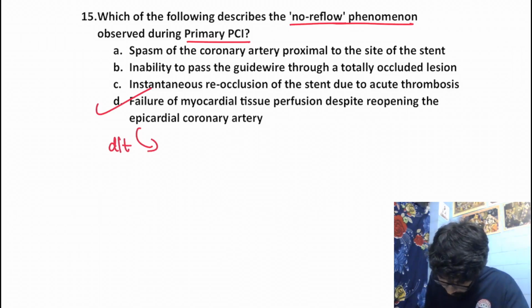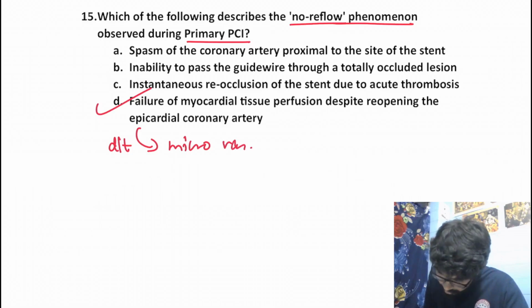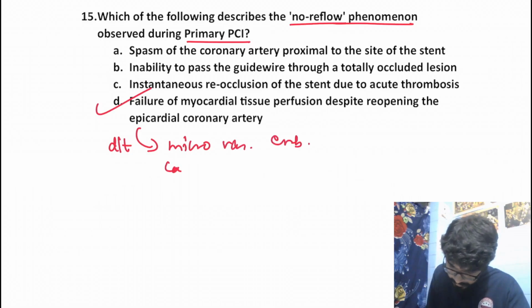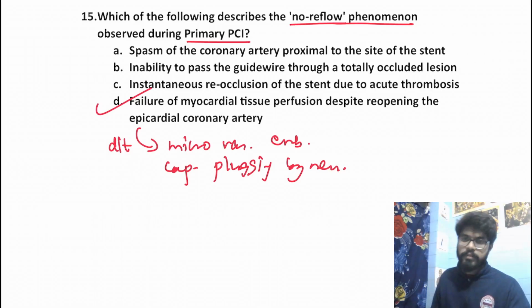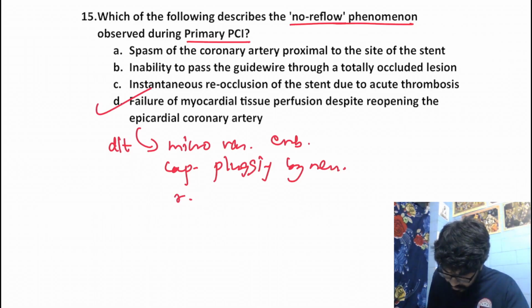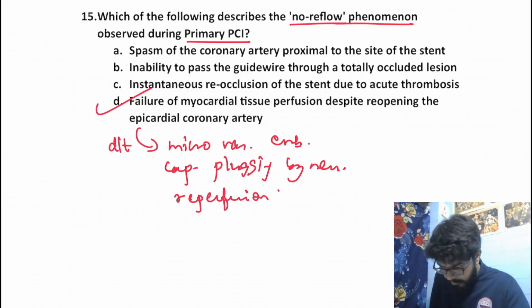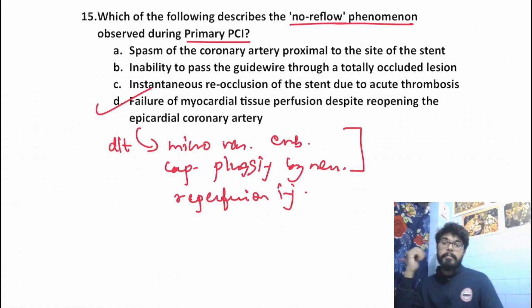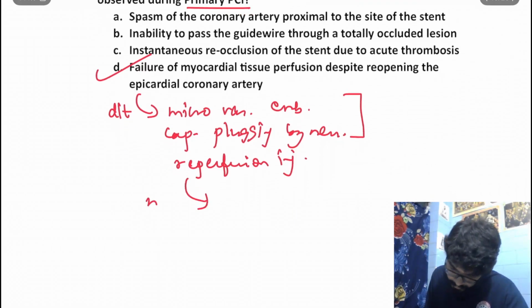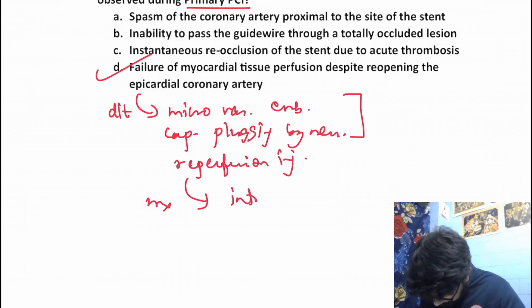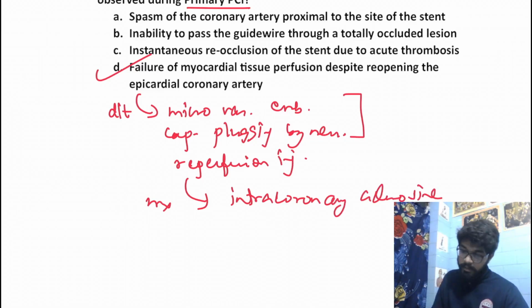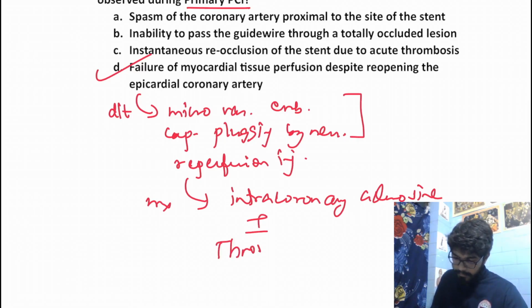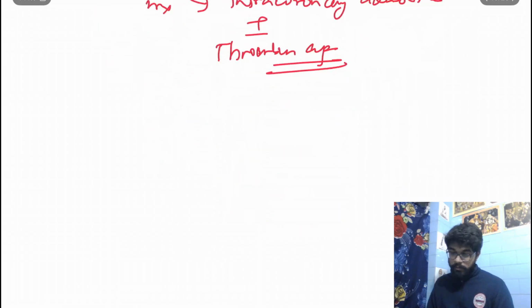Now, why can it occur? This usually occurs due to microvascular embolism and capillary plugging by the neutrophils. And some amount of reperfusion injury might also play a role, but the first two are the important causes, right? And how do we manage this? We manage this with intracoronary adenosine, plus or minus thrombus aspiration. Okay. So moving on to the next question.